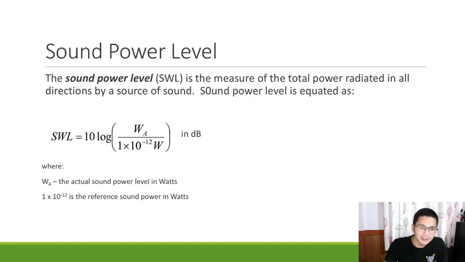So, yung formula niya, similar lang din dun sa kanina. SWL natin is 10 log, pero ito, wattage rating na lang, over 1 times 10 to the negative 12 watts. Siyempre, this is in decibel. So, yung W natin is the actual sound power level in watts, and yung 1 times 10 to the negative 12 natin is the reference sound power in watts. So, dyan natin kinukumpara kumbaga yung sound natin.